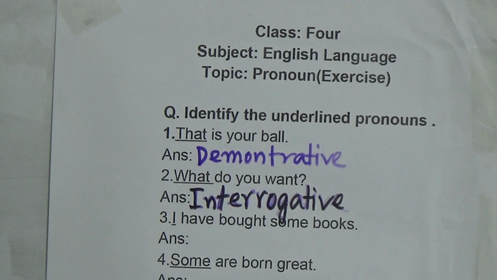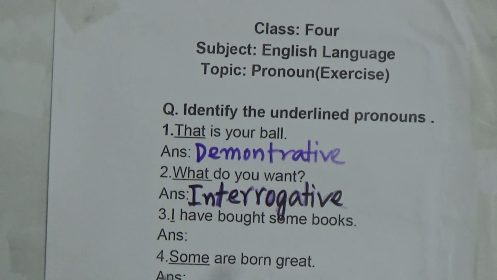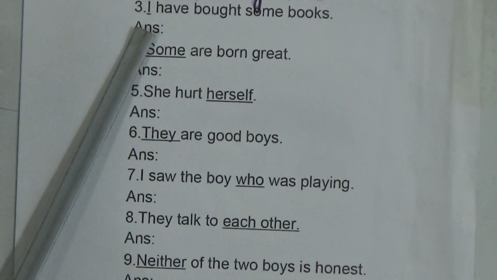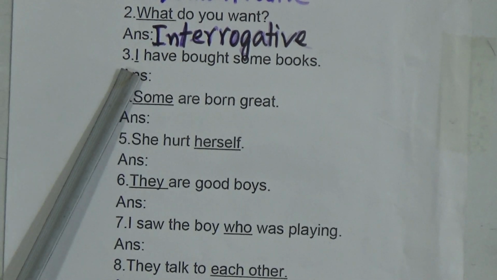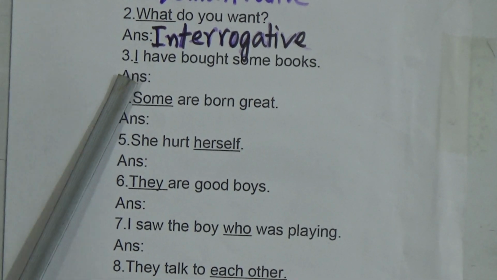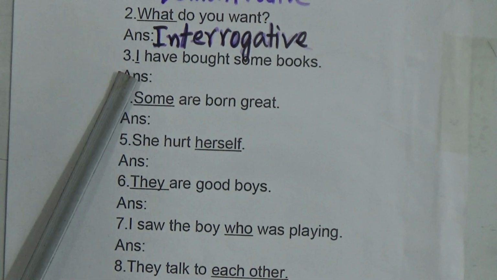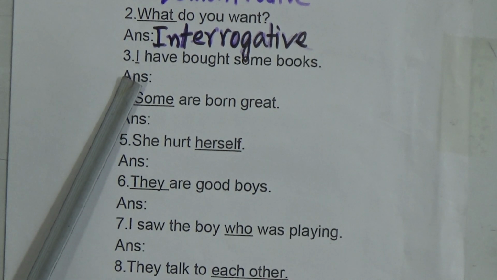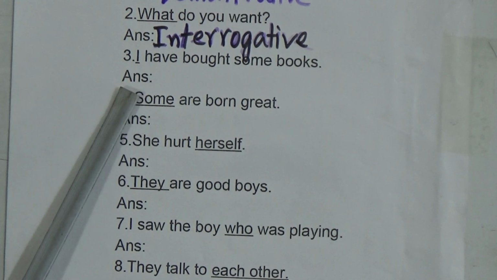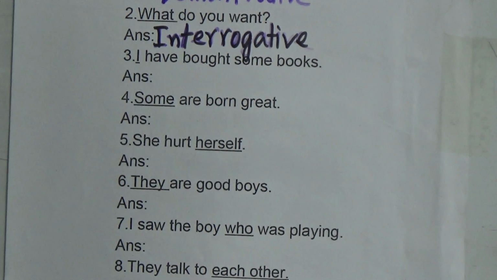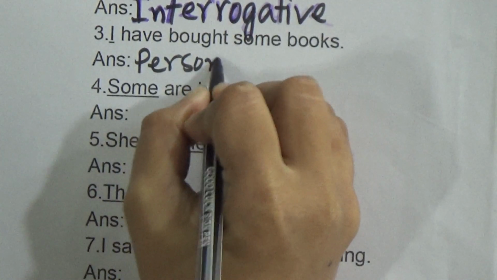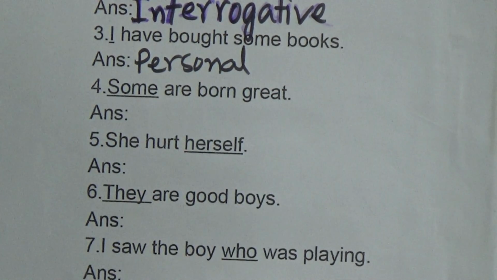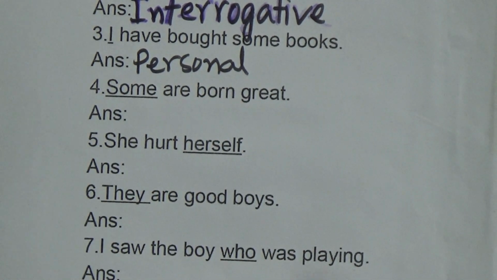Now number 3. I have bought some books. The word I is underlined. Now look here, the pronoun I refers to a person, and we all know that if the pronoun refers to a person, it will be personal pronoun. So we will write here personal pronoun. Now number 4.